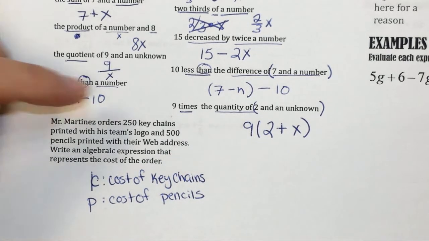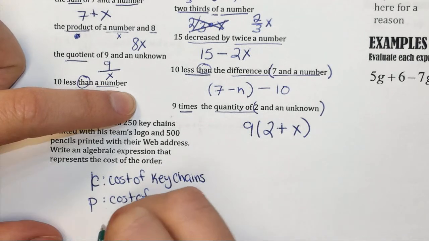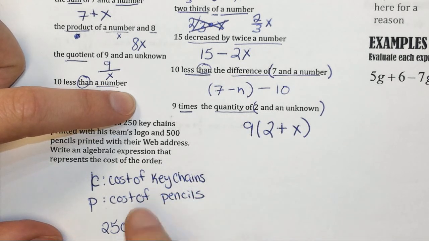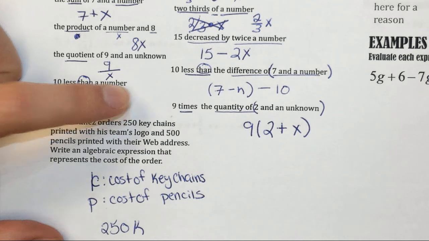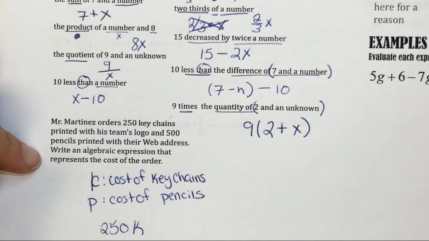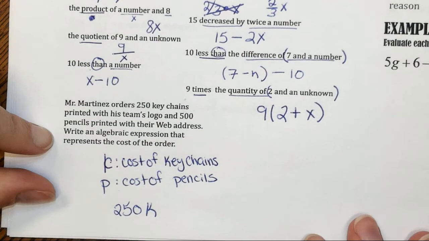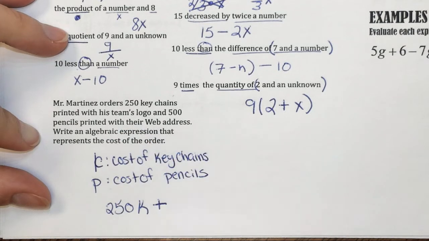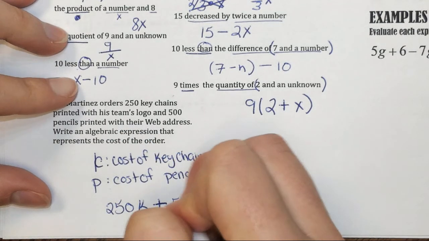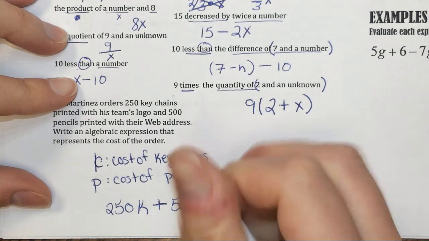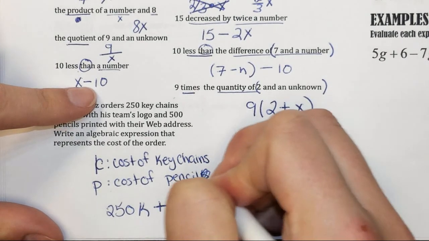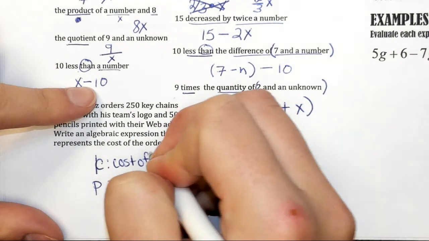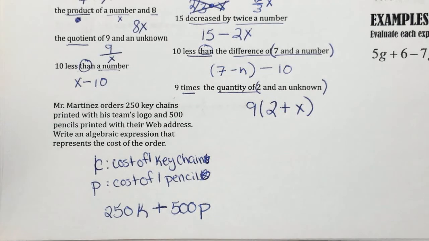Okay, so I have 250 keychains. It's going to be times the cost per keychain, so 250K. And we want to know the cost of the order. That would be the total. So that's going to be in addition to the cost of the pencils, 500 pencils times the cost per pencil. We should say cost of 1 pencil and cost of 1 keychain. Less confusing there. So that's how you translate verbal expressions.